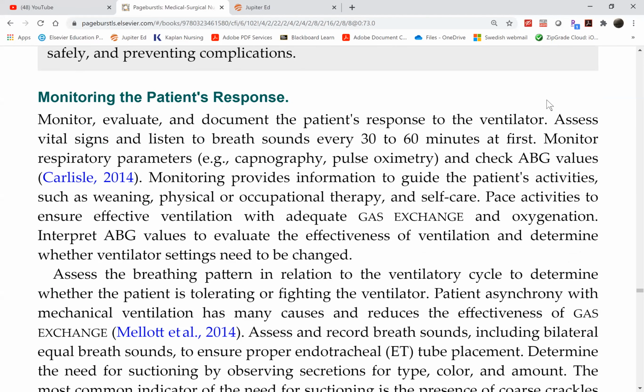I already mentioned that in monitoring the patient's response, your number one method here is to draw ABG. Okay, of course, that's just one of many, right? Listening to lung sounds, checking vital signs, etc.